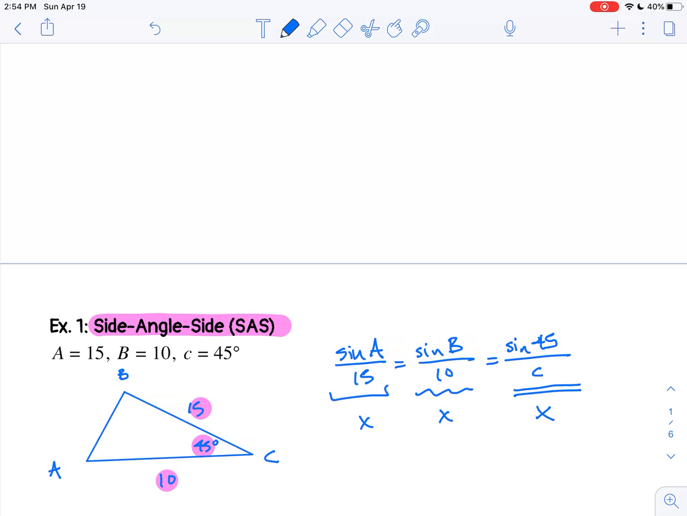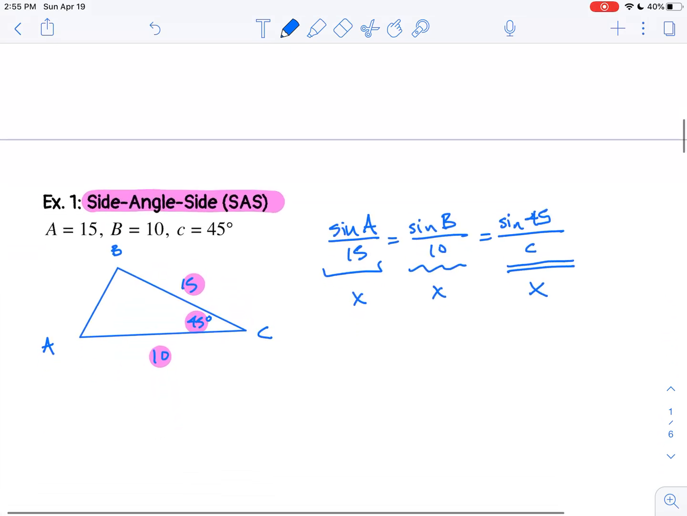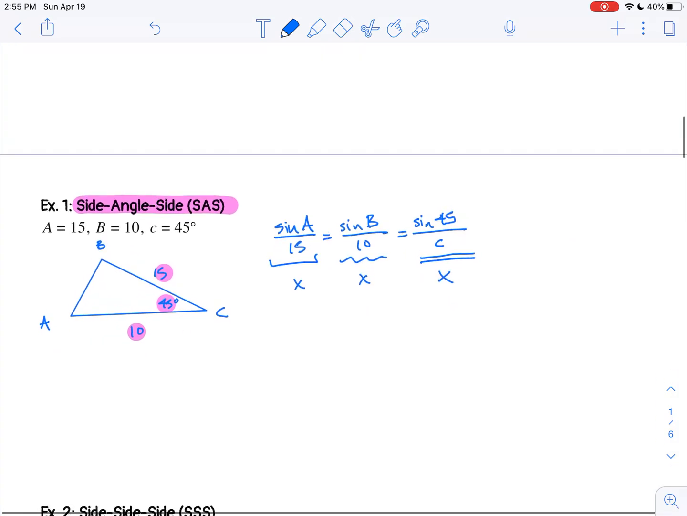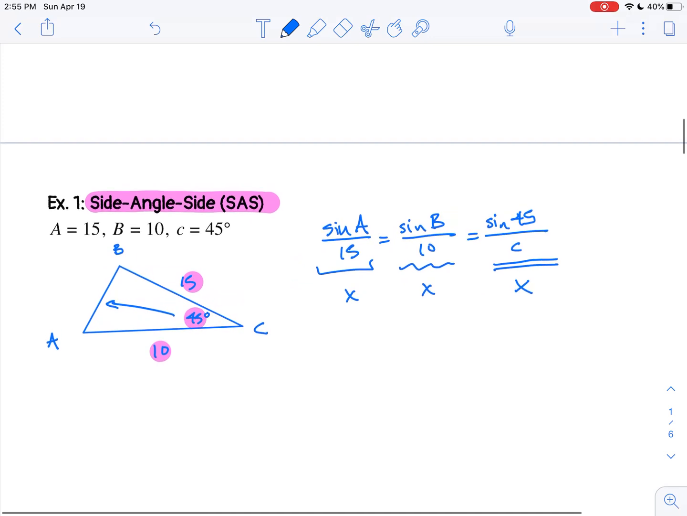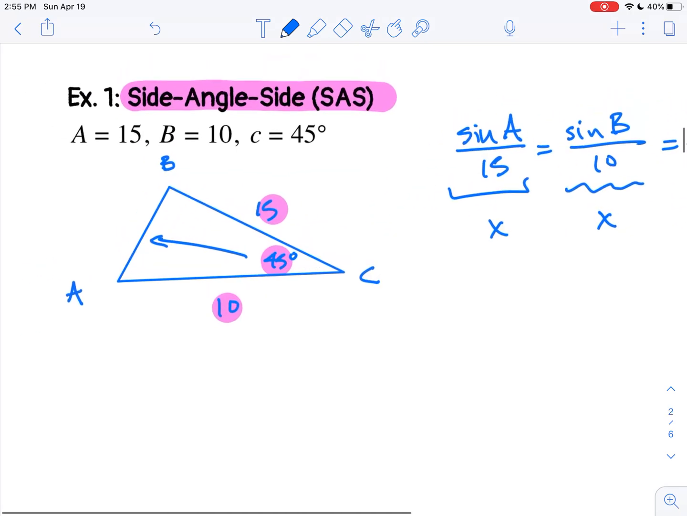Okay, so if you don't recognize right away that it's a side angle side situation, you should try law of sines, but you're going to find out you don't have enough information. And so because we don't have enough information, we're going to try our law of cosines. Now, I like to go ahead and find whatever side is across from the angle that I'm given. So in this case, that is going to be little c.